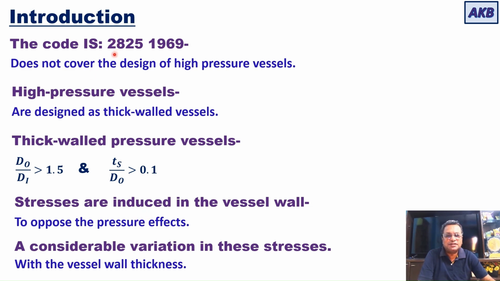Okay, so the first thing is that the Indian standard 2825-1969 cannot be used to design high pressure vessels. It does not cover the design procedure of high pressure vessels. High pressure vessels are designed as thick walled vessels. And for thick walled vessels, the ratio of outer diameter to inner diameter is greater than 1.5, and the ratio of wall thickness to the outer diameter is greater than 0.1.